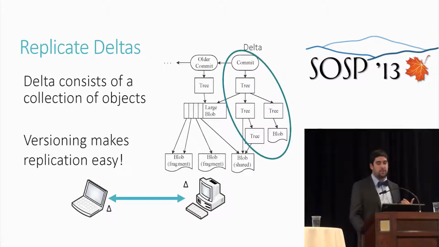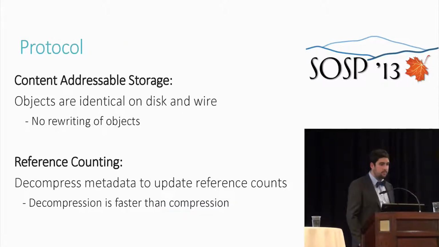So a nice thing is that versioning makes replication a lot easier. So you can imagine you're just sending these objects constantly between all your devices. There's a few other kind of nice things about our protocol. One is the content addressable storage. This means that we don't have to rewrite objects, so we don't spend time decompressing and recompressing objects and parsing them and rewriting them. Another thing is that we do have to maintain reference counts. We use this to reclaim space in the future, like whenever users want to save space and delete older versions of their history. And in order to make this possible, we do have to decompress just metadata, not your bulk data, just to update and maintain reference counting.